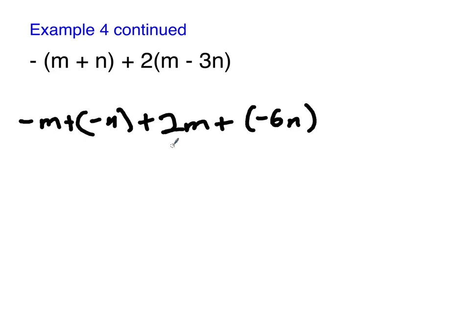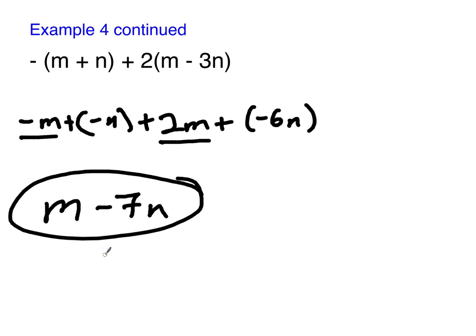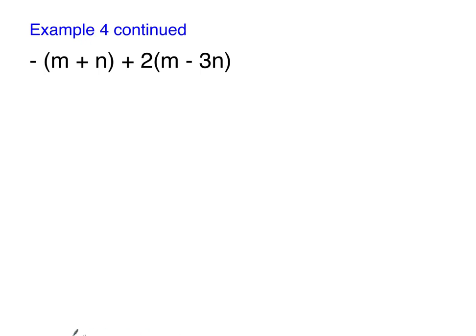So now negative m and 2m, these are like terms right here. So I'm going to combine those. Negative 1 plus 2 gives me a 1m. Negative n plus negative 6n gives me a negative 7n. Negative 1 plus negative 6 is negative 7. So if you combine like terms, that's as simple as it gets.